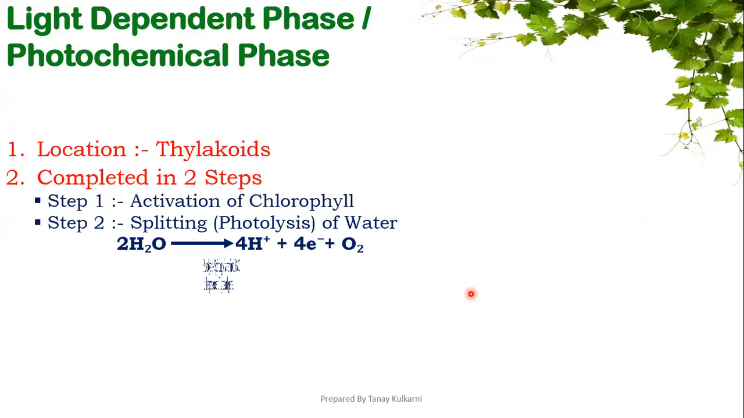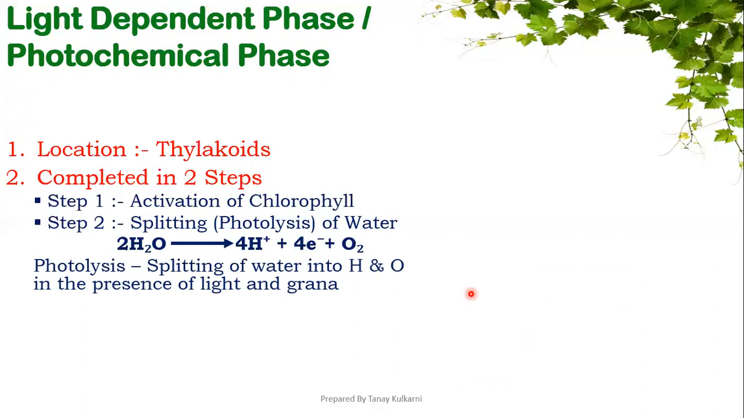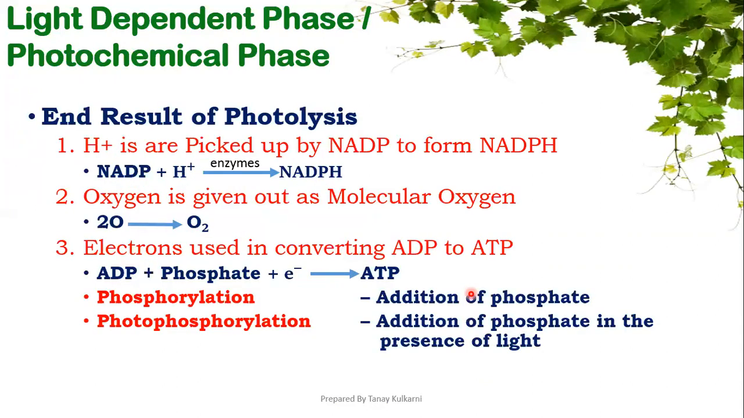Since this reaction takes place in the presence of light, we call it photolysis, which means splitting of water by light, or simply splitting of water into hydrogen and oxygen in the presence of light as well as grana, because thylakoid is a part of grana. Now at the end of this photochemical phase, students, we will get three important products: NADPH, oxygen and ATP.